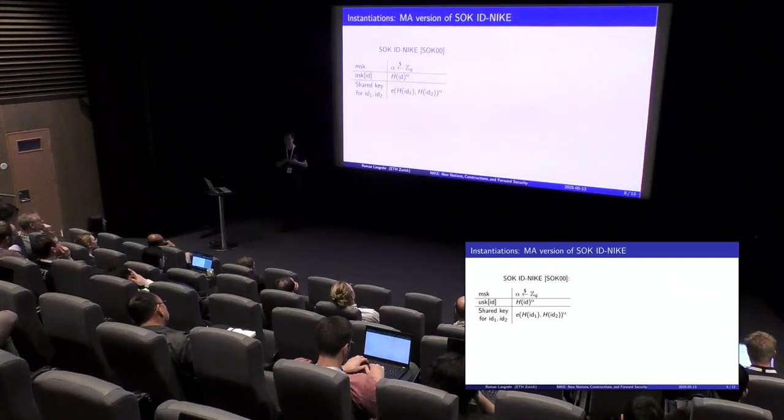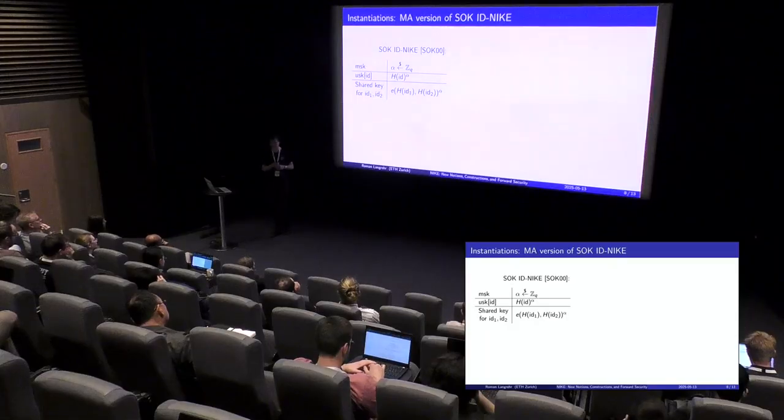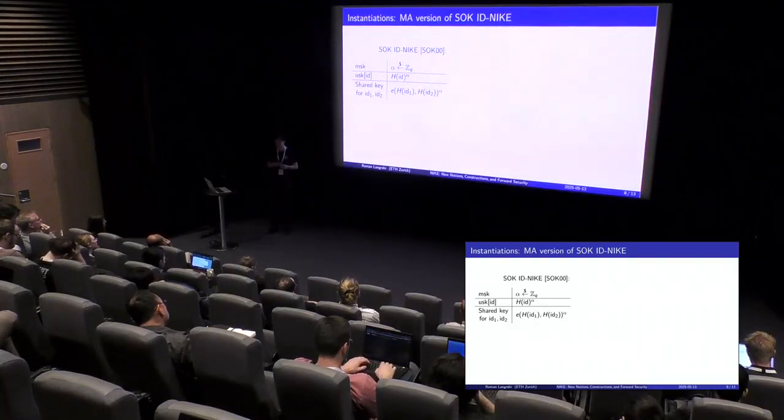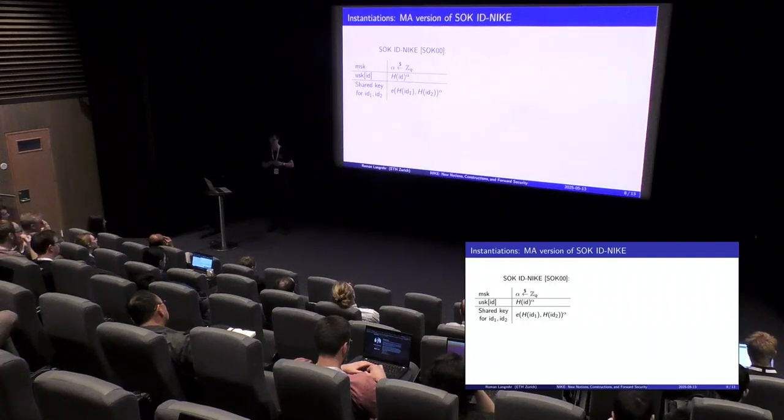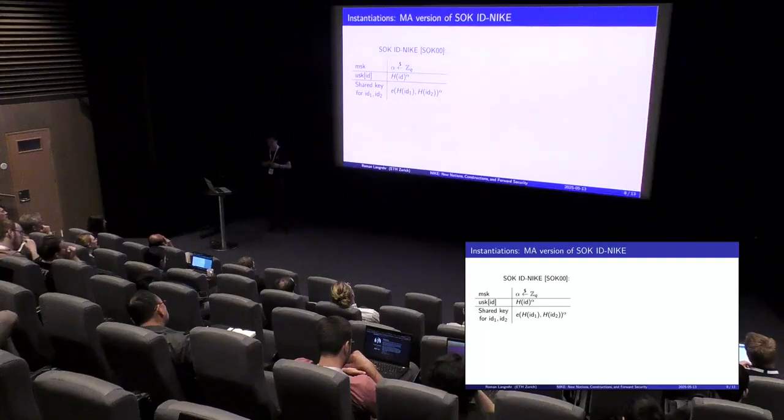Okay, so what about instantiations? We show in our work several instantiations of this new multi-authority ID Nike based on existing constructions of ID Nike. And probably the most practical, or the only practical, construction of identity-based Nike is the SOK ID Nike by Sakai, Ohgishi, and Kasahara. It's, by the way, one of the first constructions that used pairings in cryptography, and it's very similar to the Boneh-Franklin IBE, if you know that. So it works as follows.